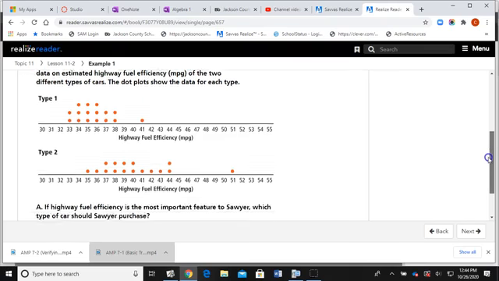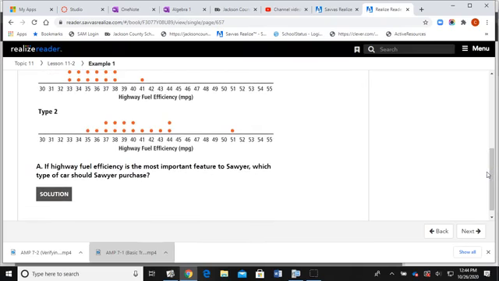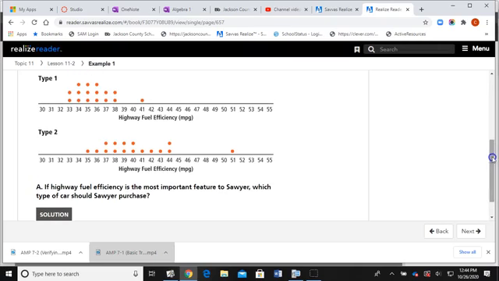Part A: if highway fuel efficiency is the most important feature to Sawyer, which type of car should Sawyer purchase? Type 1 or type 2? Why do you say type 2? Because most of type 2 have better fuel efficiency.